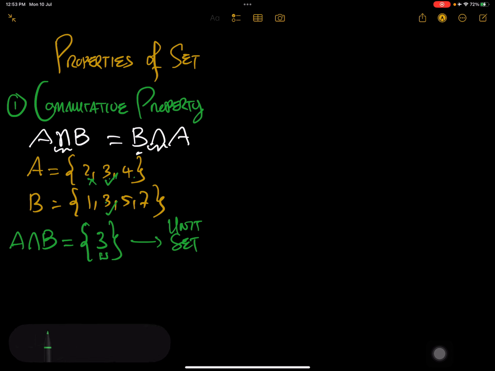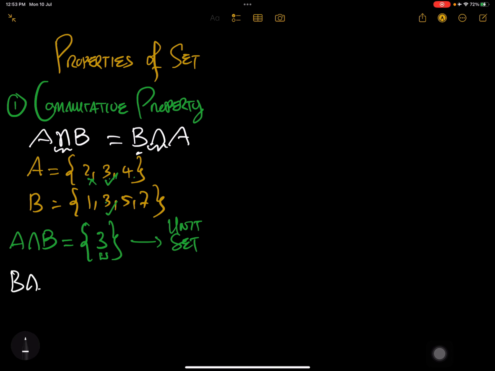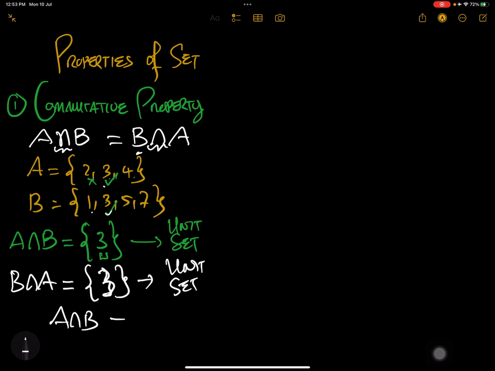Can you see that? Now the next thing is to flip it. B intersection A. It's going to be the same thing. Whatever is in B and is in A is going to be the same 3. And that still gives us a unit set. And we can see that no matter whether we start with A intersection B, it is the same as whether I'm starting with B and A. That makes this property satisfied. So the commutative property says that A intersection B is always going to be equal to B intersection A.